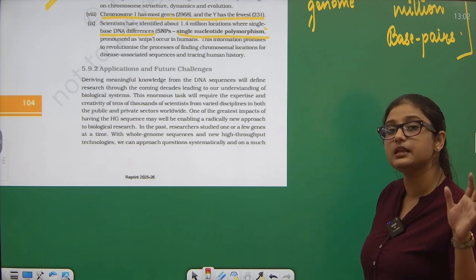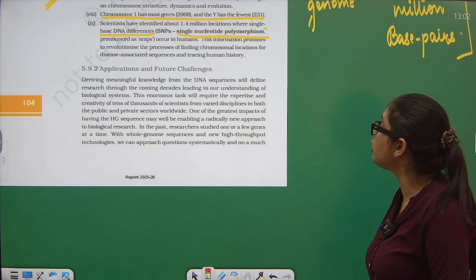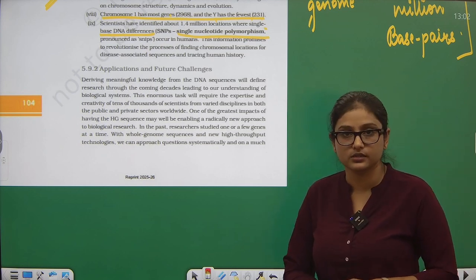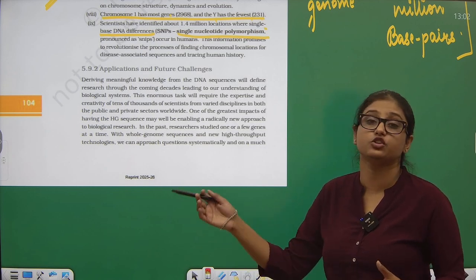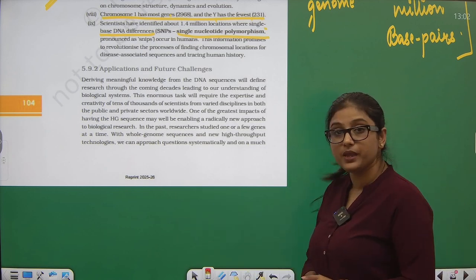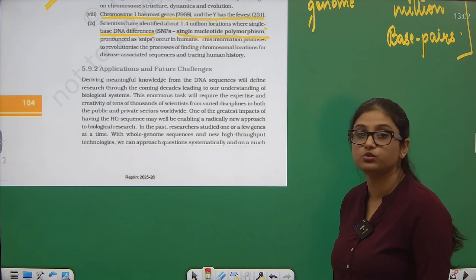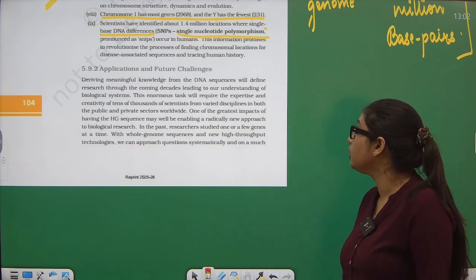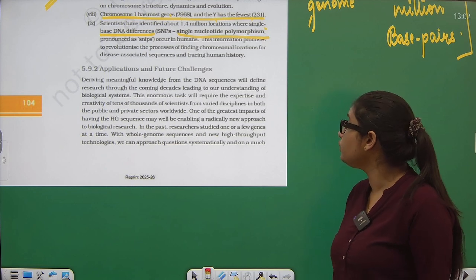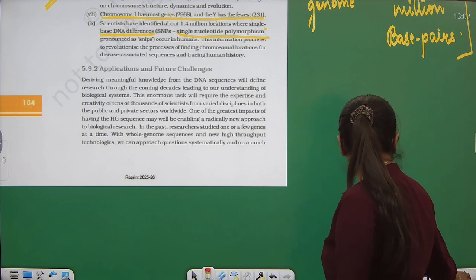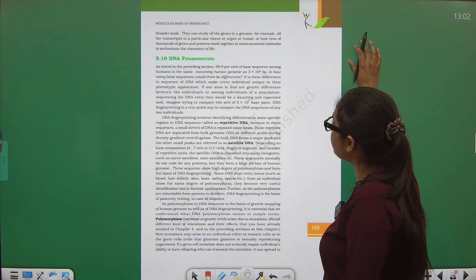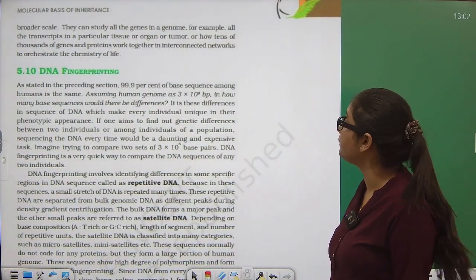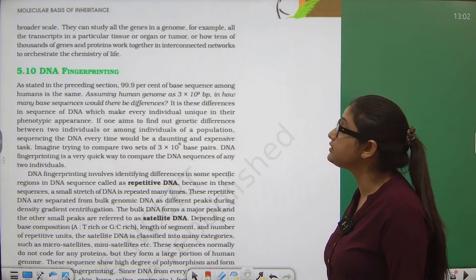One of the greatest impacts of having the human genome sequence may be enabling a radically new approach to biological research. If we discover something new, that will lead to a new track. In the past, researchers studied one or a few genes at a time to derive relevant information. With whole genome sequences and new high-throughput technologies, we can approach systematically and on a much broader scale. We had to wait for an advanced technology. They can study all the genes in a genome.